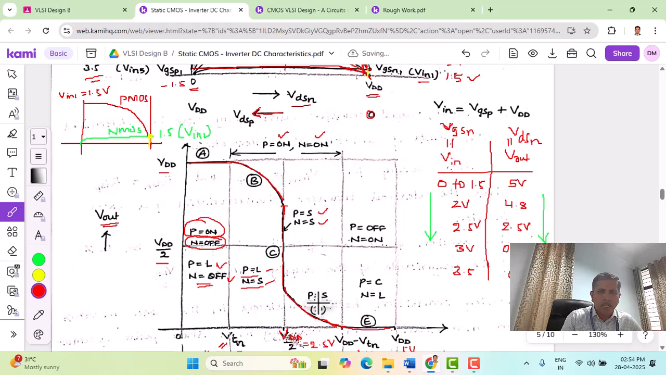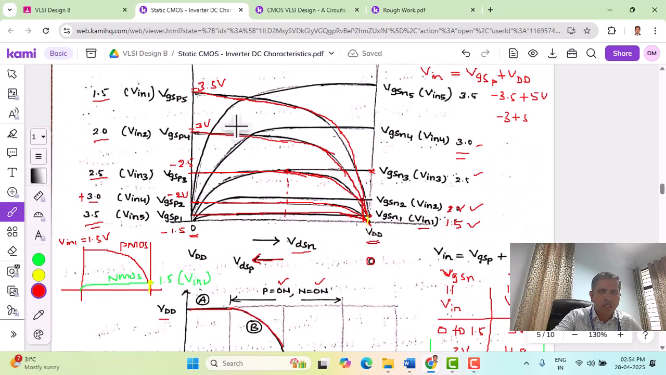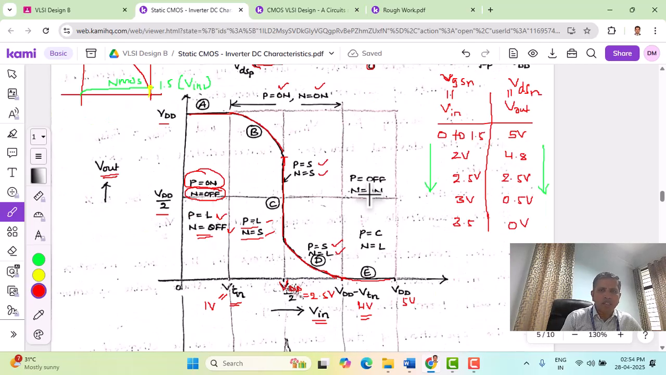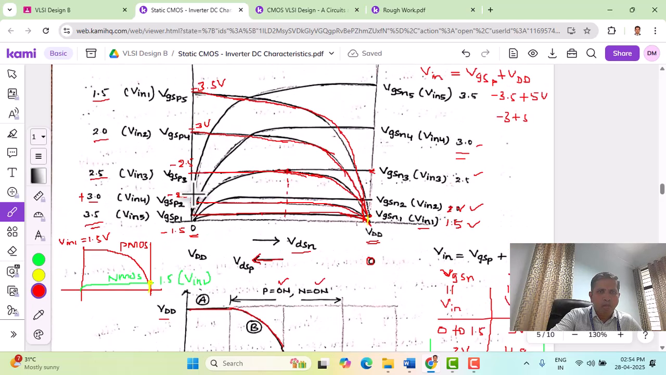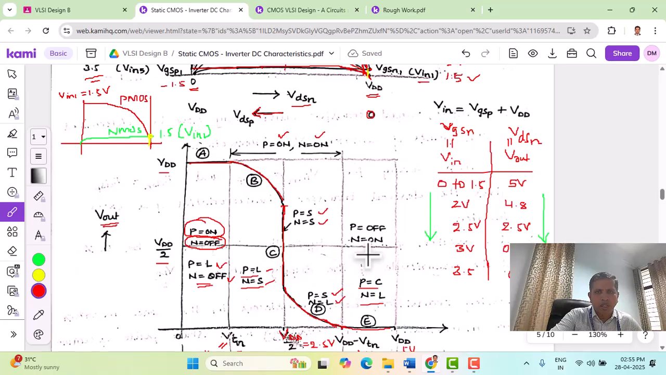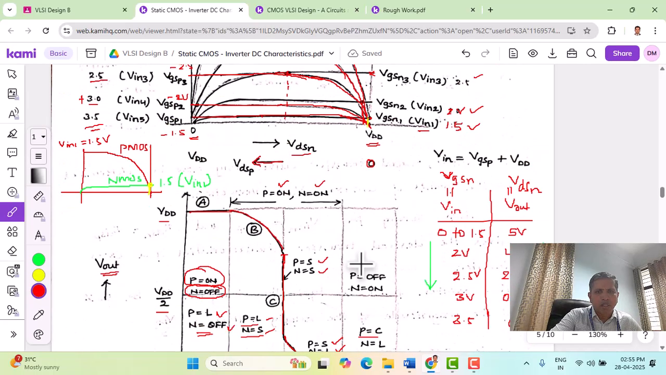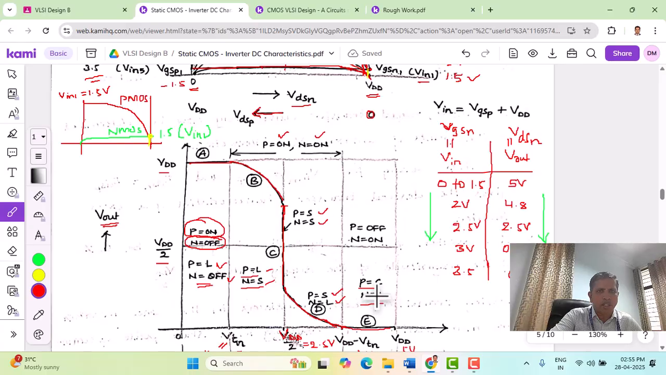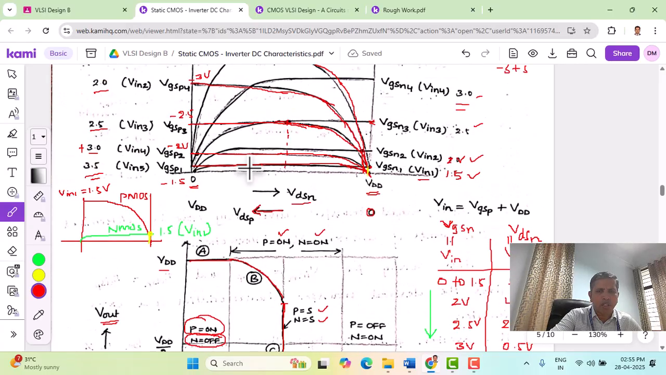In the D segment, the PMOS is in saturation and NMOS is linear. So we are now moving to this area. NMOS is in linear, PMOS is in saturation, and in the E segment, PMOS is in cutoff and NMOS is in the linear region. As we can see, the NMOS curves are linear.